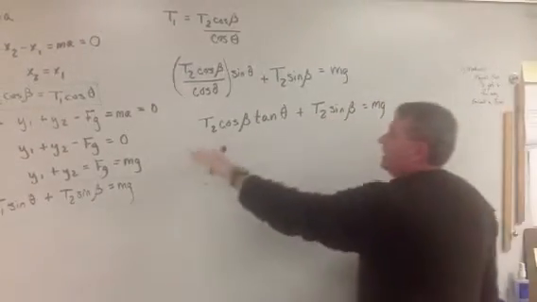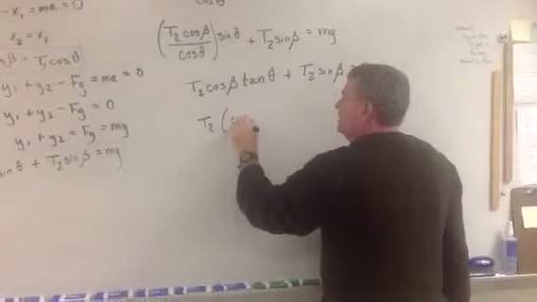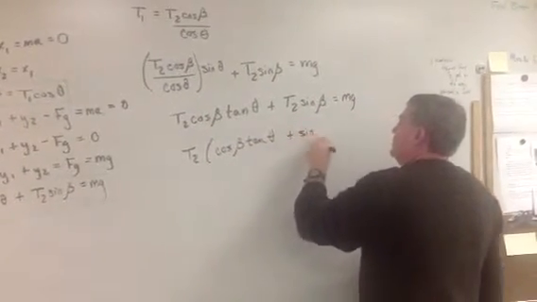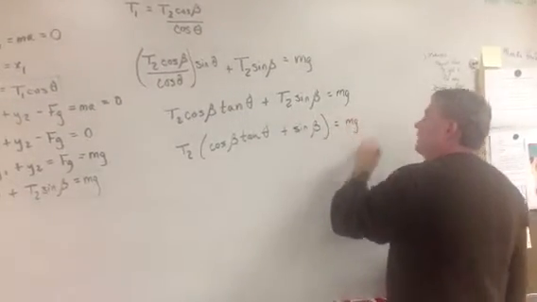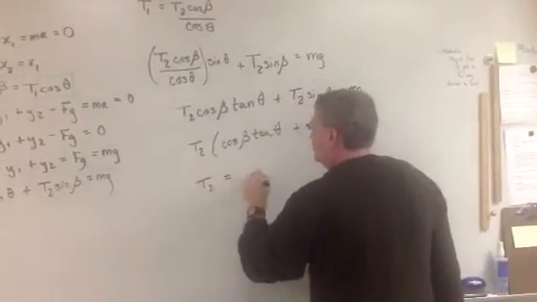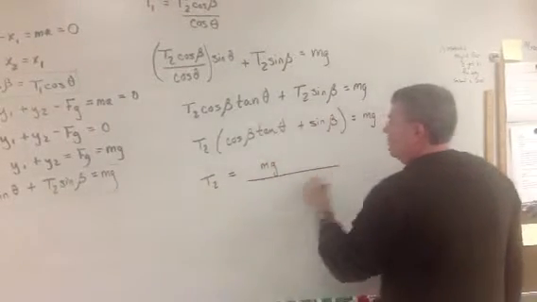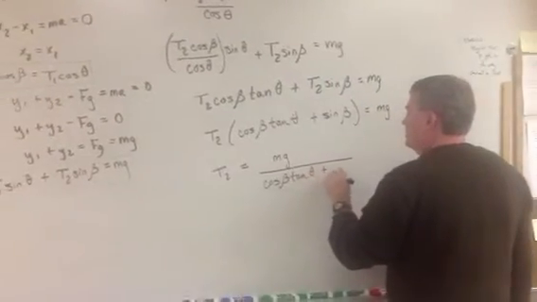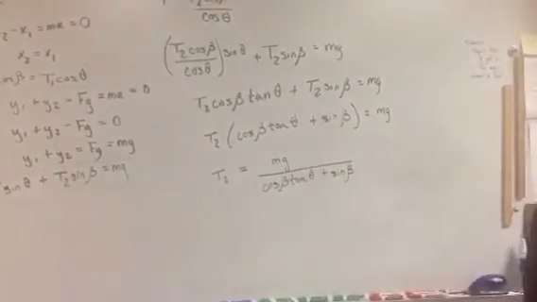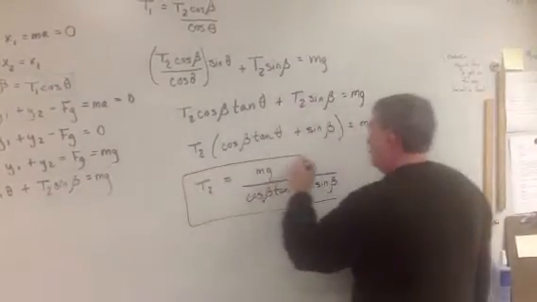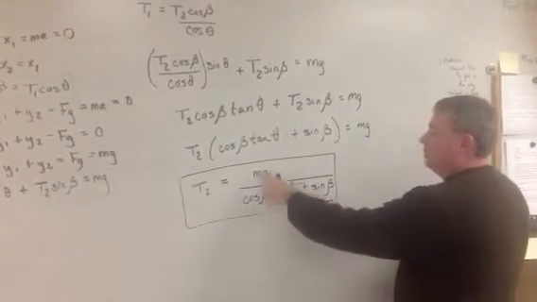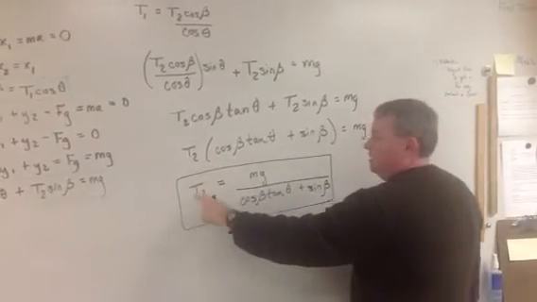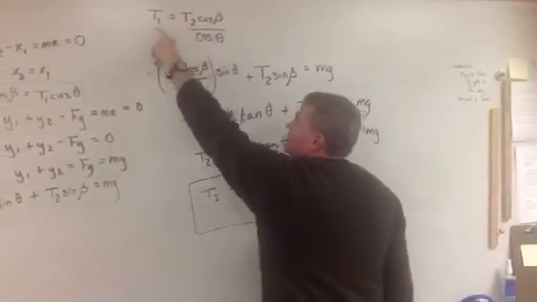Now, we factor out T2. This becomes T2 times cosine beta tangent theta plus sine beta is equal to mg. And finally, T2 is equal to mg divided by cosine beta tangent theta plus sine beta. This is our final equation for T2. If you plug in the numbers for mass, gravity, beta, and theta, you'll get a number for this force. Punch this number in to here to get the value of T1.